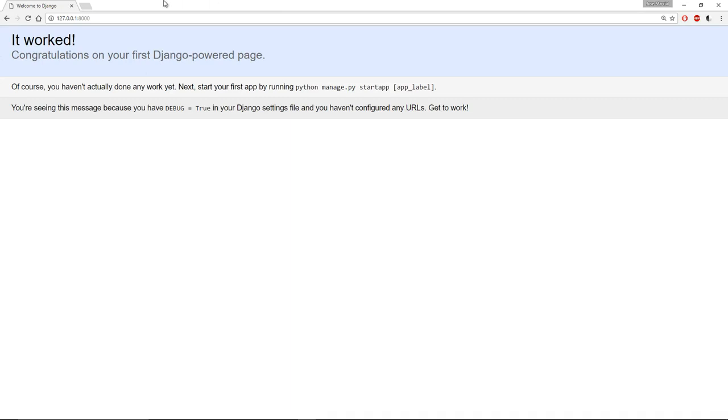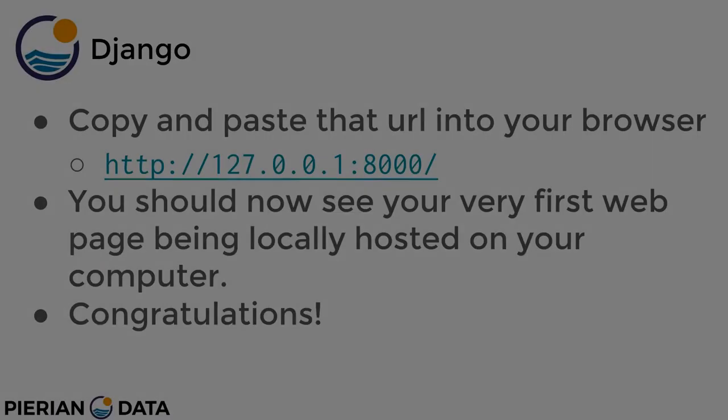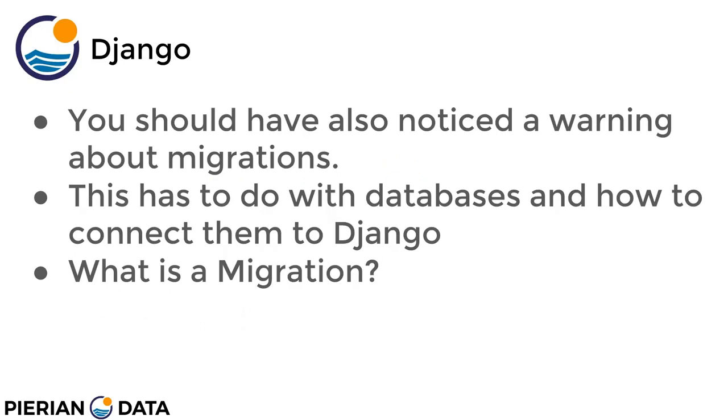Okay, now what I want to talk about is that migrations warning. So if I minimize this and come back to right here in Atom, we see we have 13 unapplied migrations. Let's take a little bit of time to discuss what migrations actually are and how they relate to the database when you're using Django. Alright, so as we just noted, we have our very first Django-powered application or project running locally in our computer, so a big congratulations to you, pat yourself on the back. But as I mentioned, we noticed that warning about migrations, and this has to do with databases and how to connect them to Django. The question arises, what is a migration?